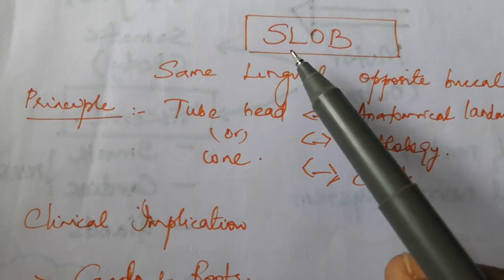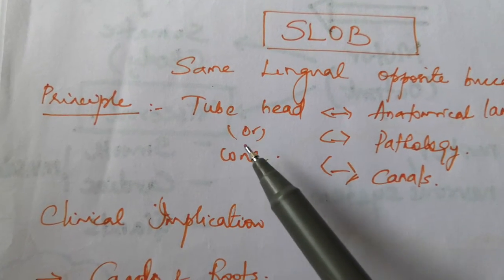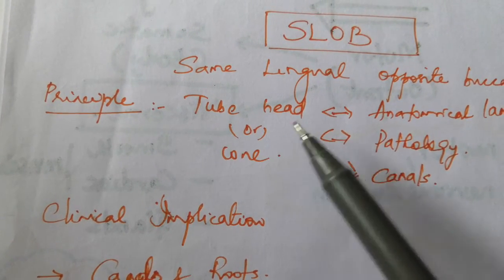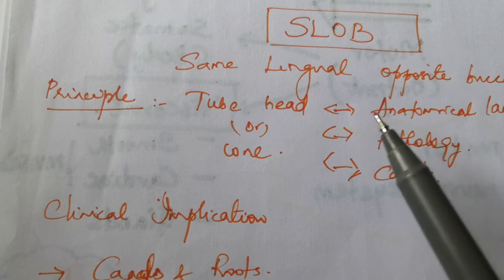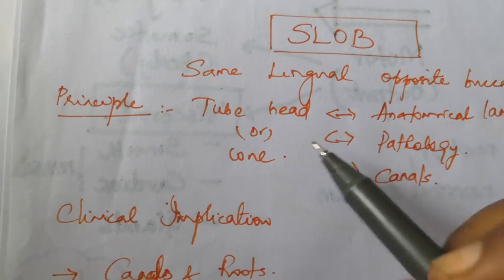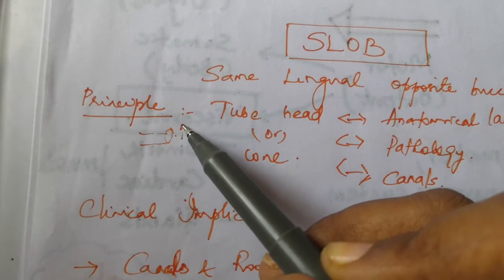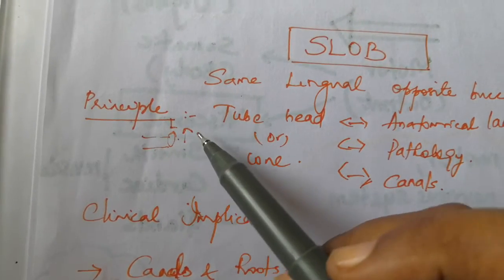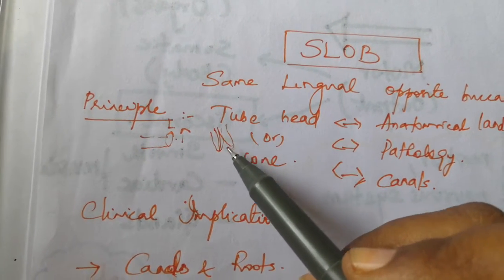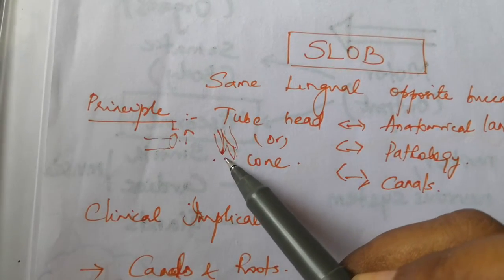Okay. So the principle behind this SLOB radiographic technique is that you always relate the tube head, that is the radiographic cone head, with that of any object or any anatomical landmark or any pathology or any landmark for that matter. So for example, the cone is there. When you move the cone, for example, to the left side, you have three roots and you have to know whether this root is buccally placed or lingually placed.